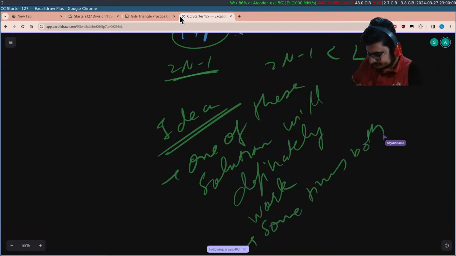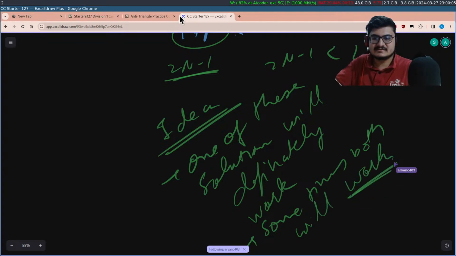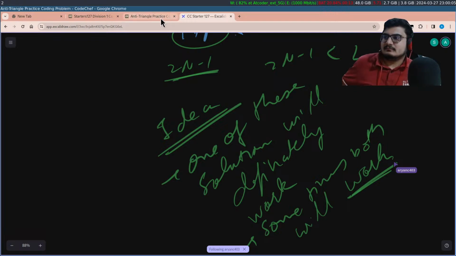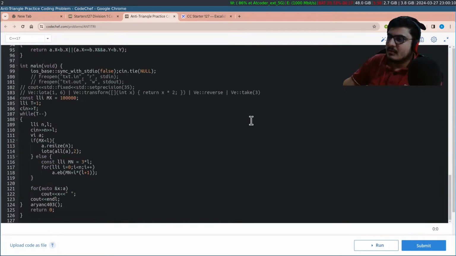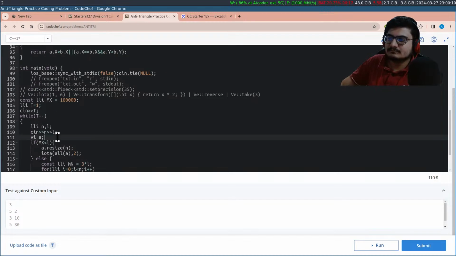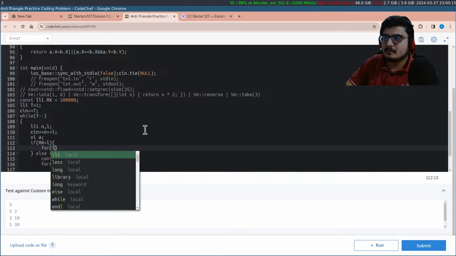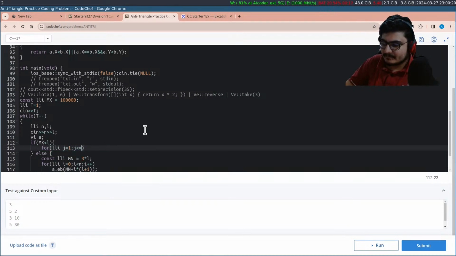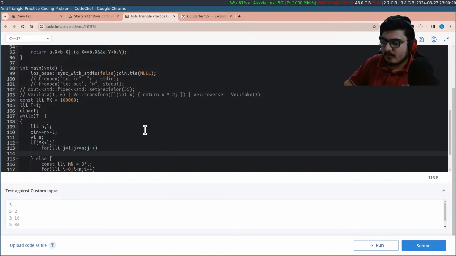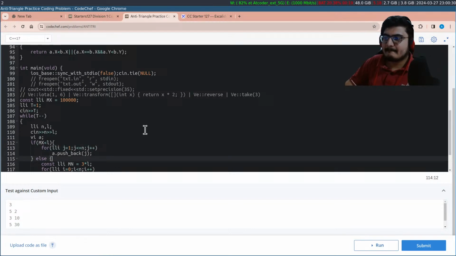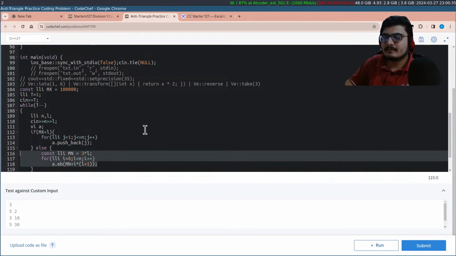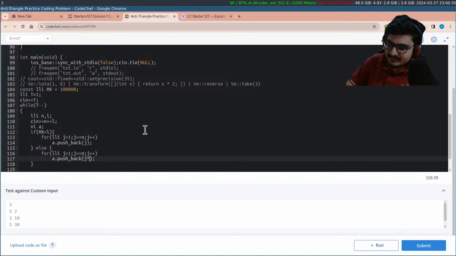Sometimes both will work. And this pretty much completes our idea over here. What we can do is, this is one solution. Our other solution is we print multiples of L plus 1.